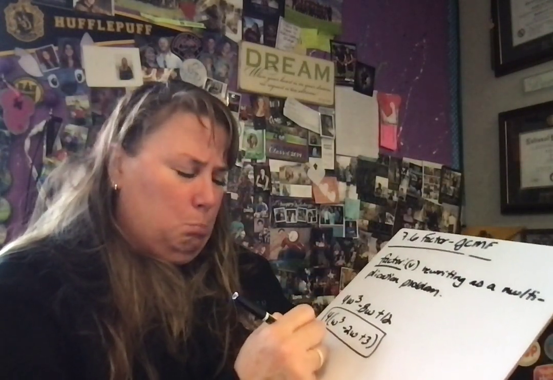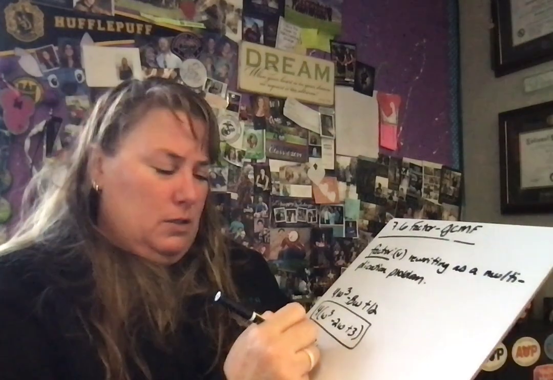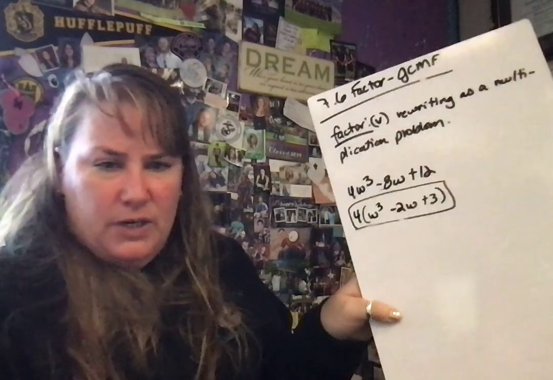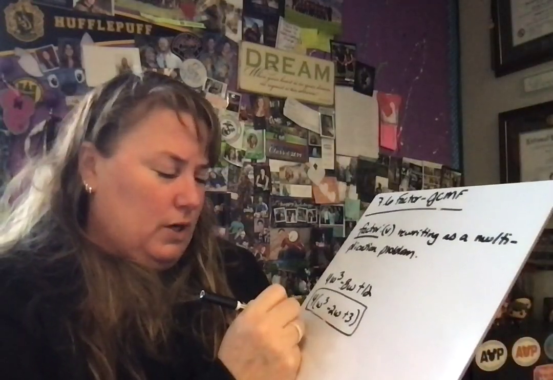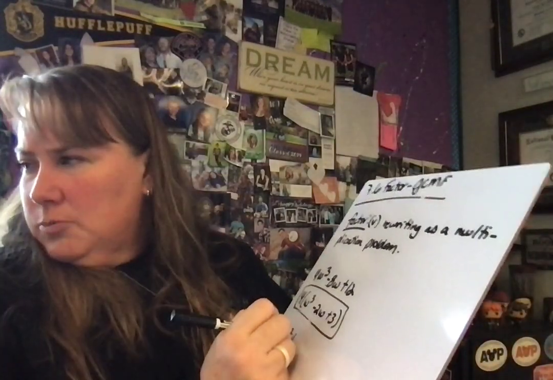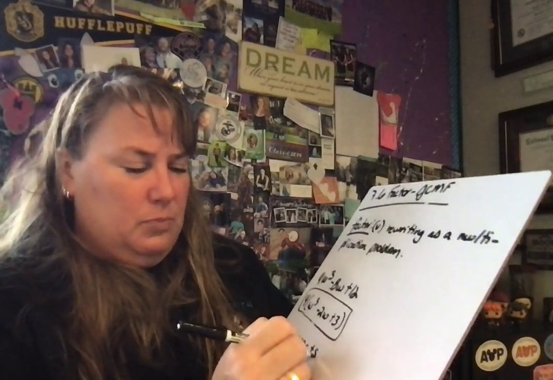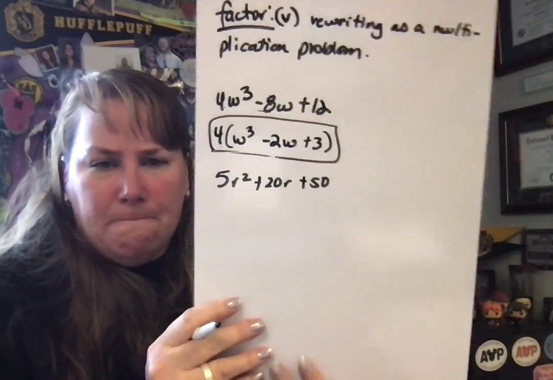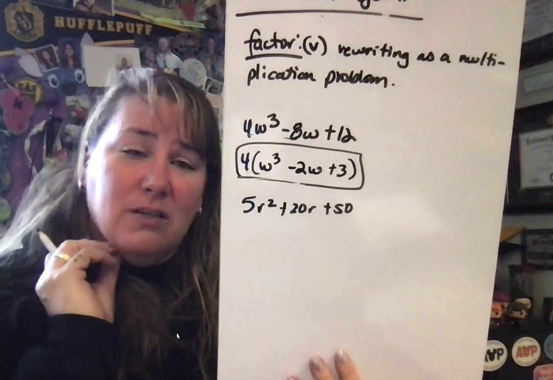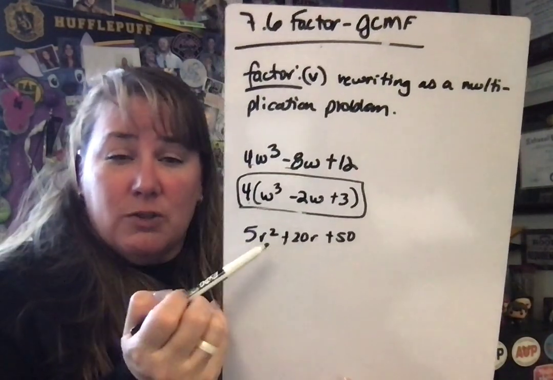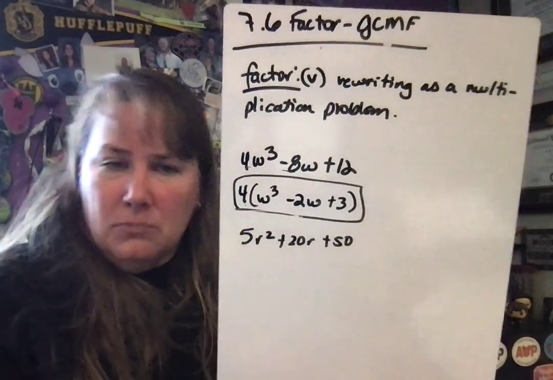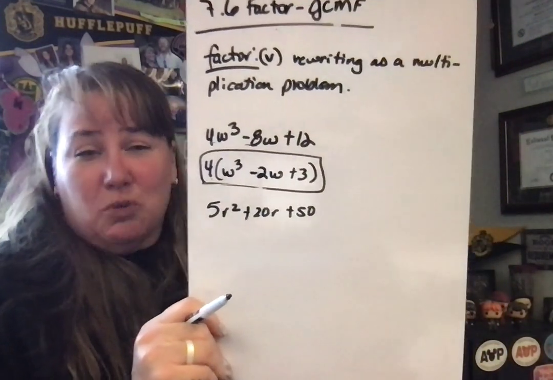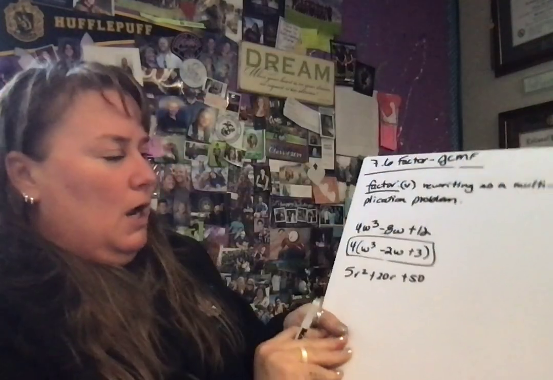5r squared plus 20r plus 50. Yeah, plus 50. Let's just keep it that way. So kind of like the top one, except this one has a degree of 3, this one has a degree of 2. Just looking at exponents. And then after this, we're going to start throwing in multiple variables. All right, here we go.